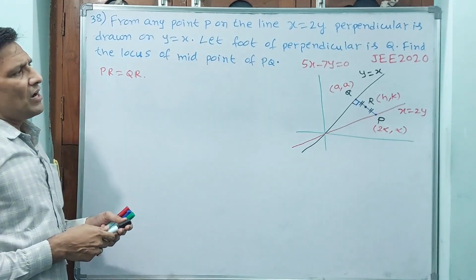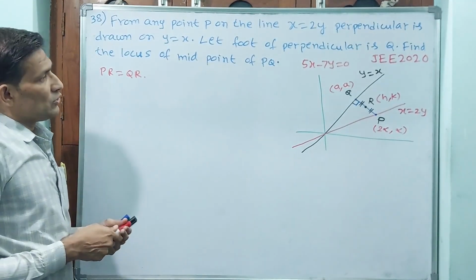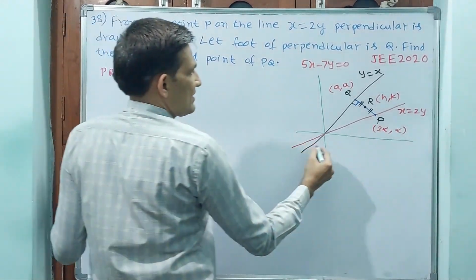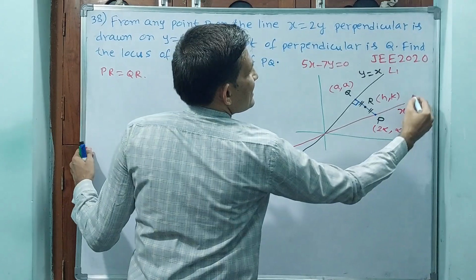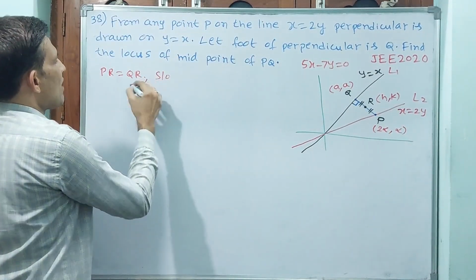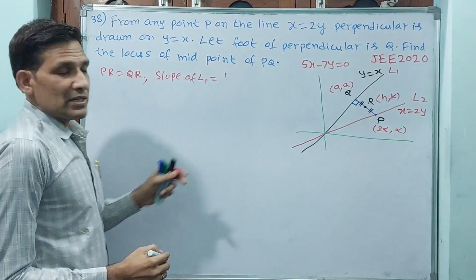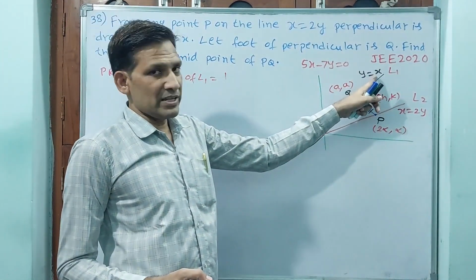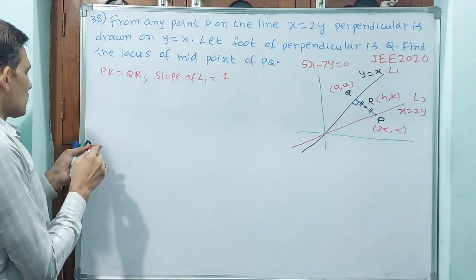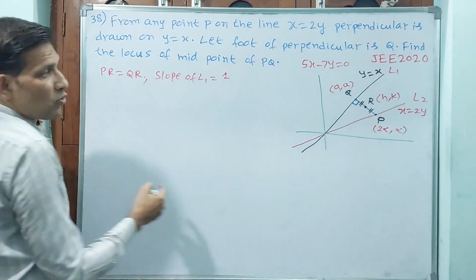First of all, the slope thing we are going to solve. Slope of, I will take this as L1, this as L2. Okay? Now I am writing slope of L1. I am keeping slope of L1 is equal to 1. Why? Because y is equal to mx plus c, m is 1 here, c is not there. Okay? Then what about the slope of PQ?